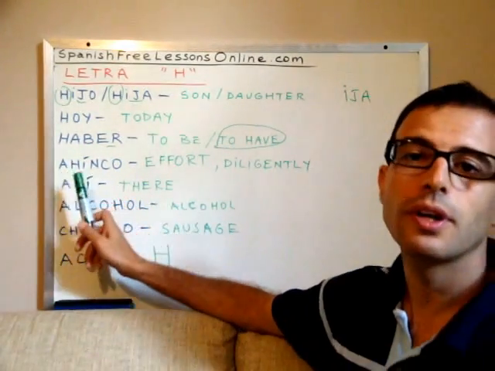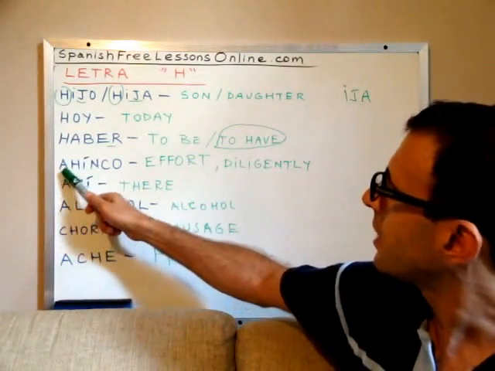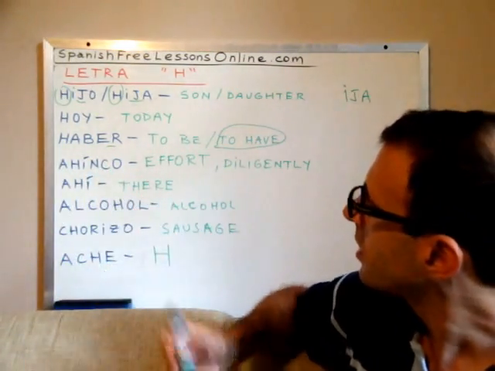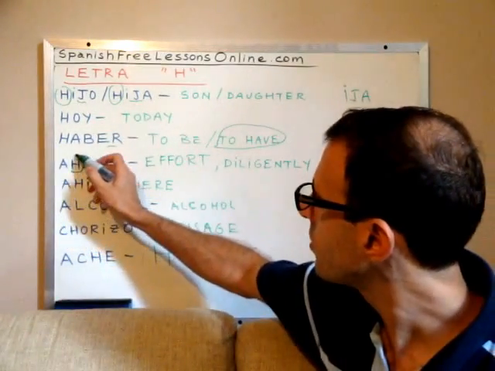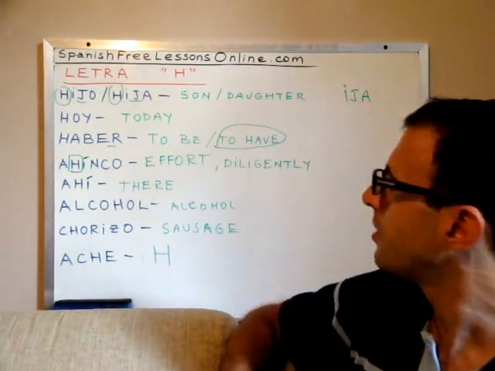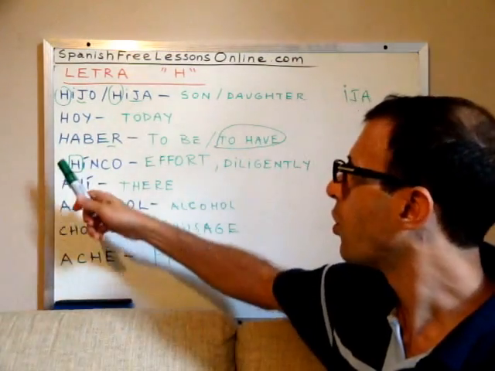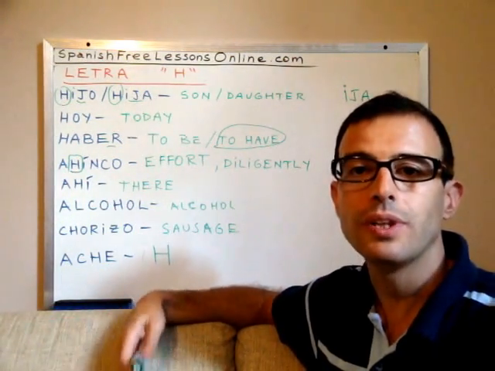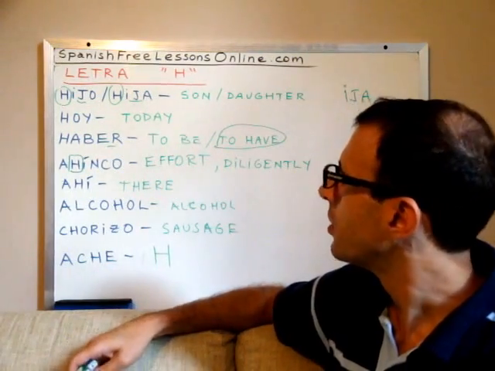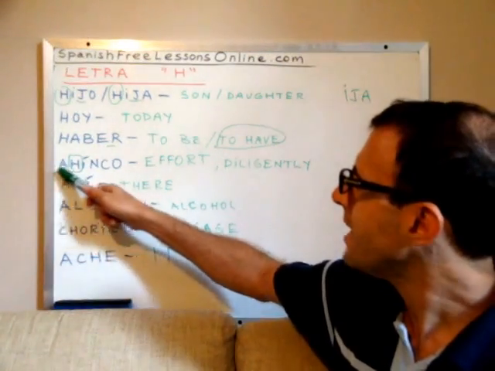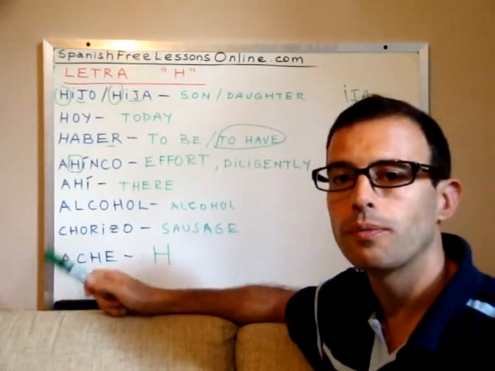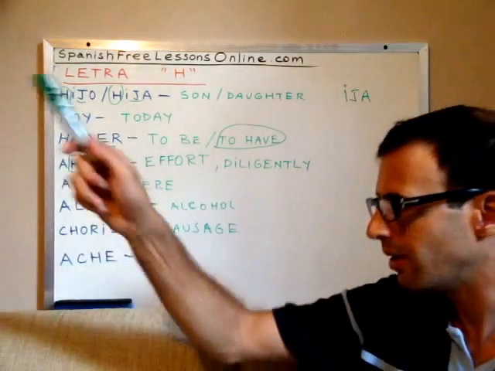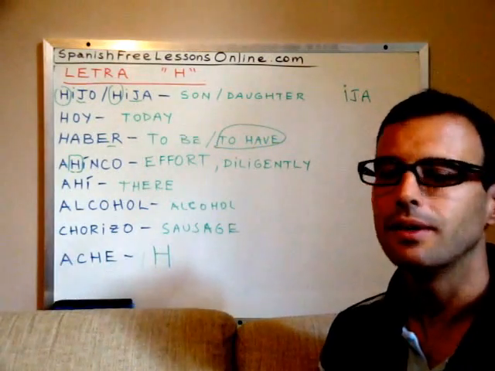Another case for mute H, this time in the middle of the word, ahínco, okay? This H is not pronounced whatsoever. This means effort. Or con ahínco, which means diligently. Diligently with diligence. Or with zeal. Ahínco. 3 syllables. Ahí. There. Right? There. Over there. Ahí.